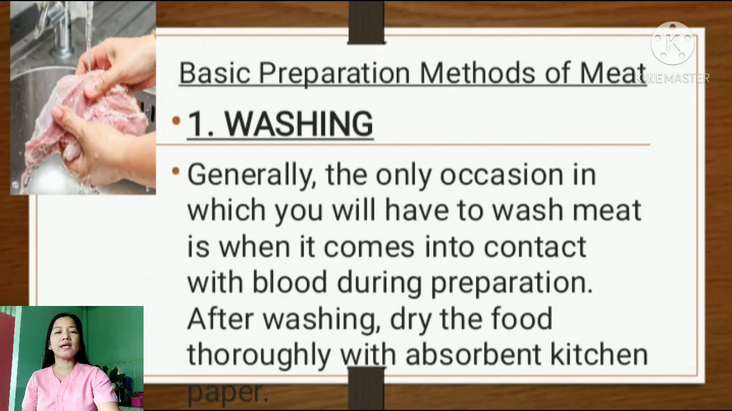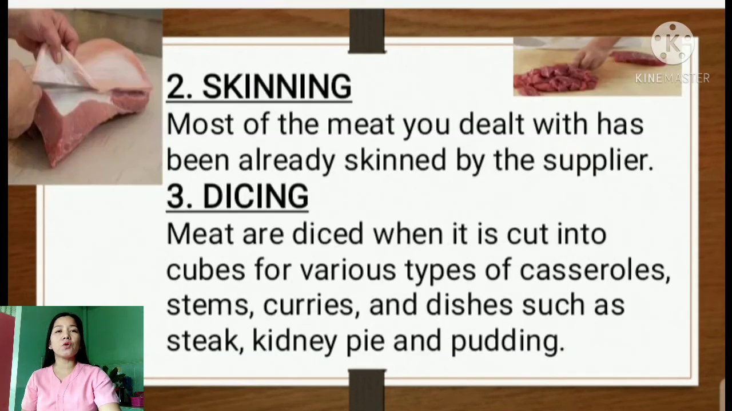Okay, the second one is skinning, o yung pagtatanggal ng balat. Skinning, most of the meat you deal with has been skinned by the supplier. So, kadalasan natanggal na yung balat. Yung mga balahibo ay natanggal na. So, halimbawa sa baboy, yung balahibo ay natanggal na. Kung ito ay karning kalabaw or karning baka, natanggal na yung balat ng kalabaw or balat ng baka. That is the process of skinning.